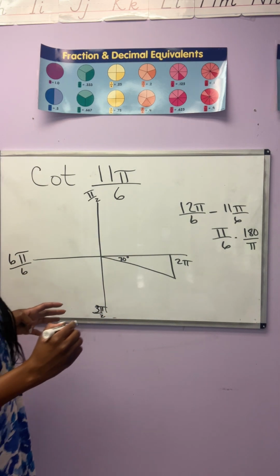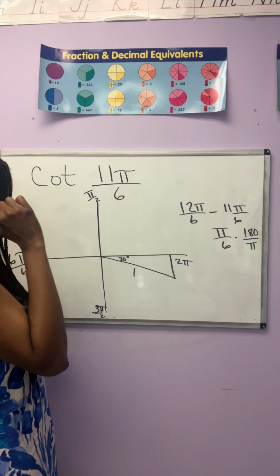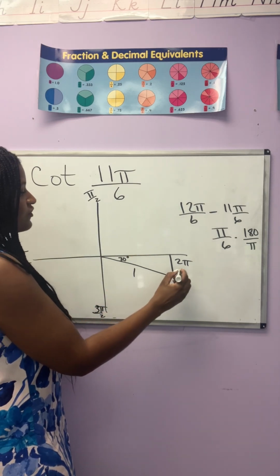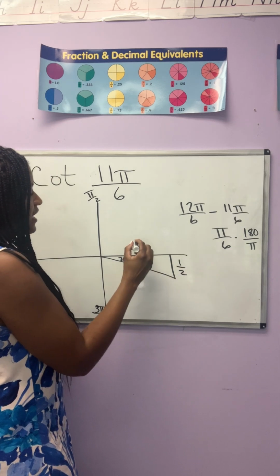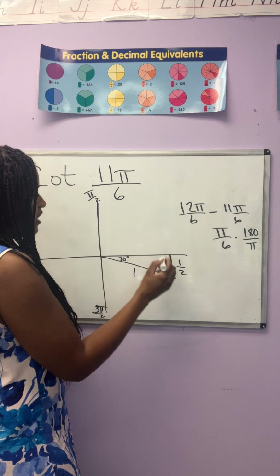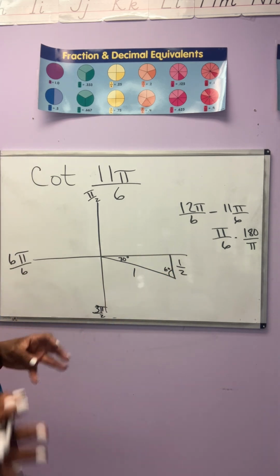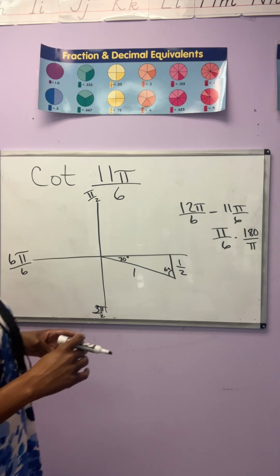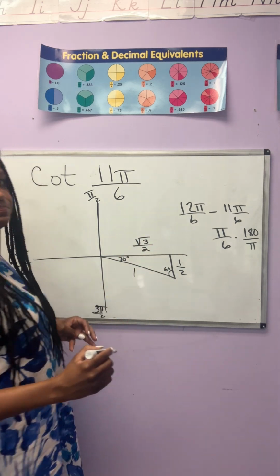So now on our unit circle, this is one whole. This is the one across from the 30. The side across from the 30 is 1/2. And the one across from the 60-degree, because this is a 30, 60, 90 triangle. So our unit circle either makes 30, 60, 90 or 45, 45, 90. All right, so that's going to be radical 3 over 2.